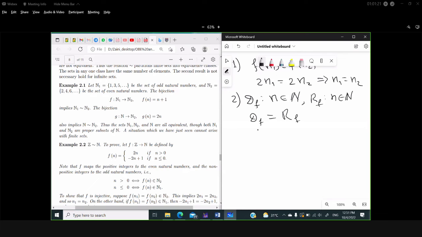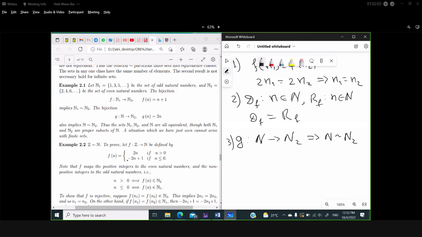The domain of f is equal to the range. So this function is a bijective function, injective and surjective. So that bijective function makes here, they say here, this second function g actually maps any natural number n to 2n. So it implies N and 2N are equivalent sets.